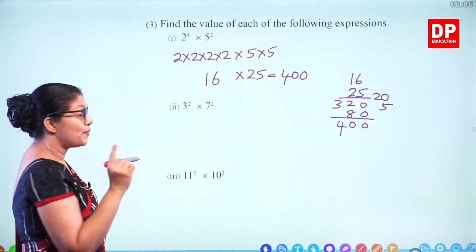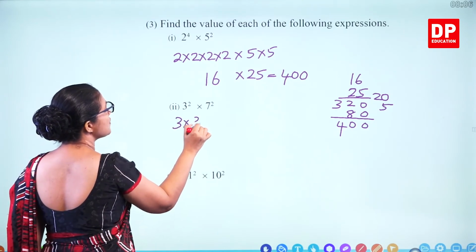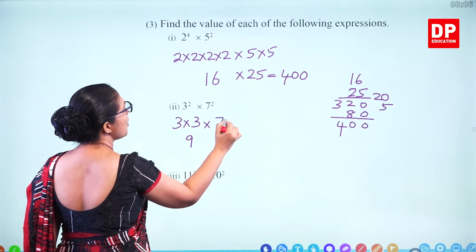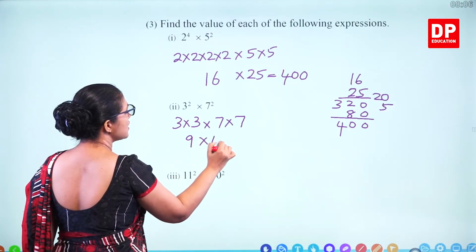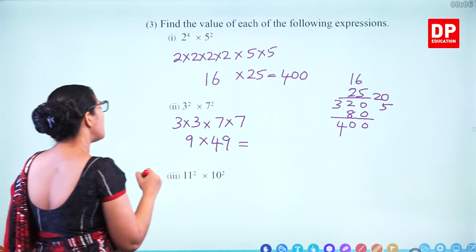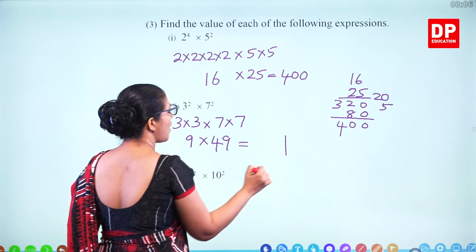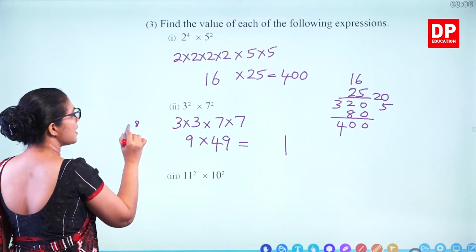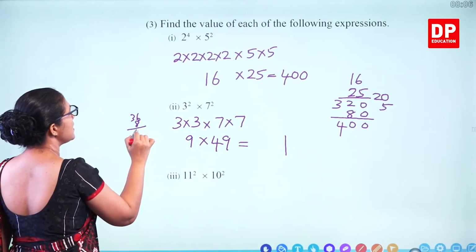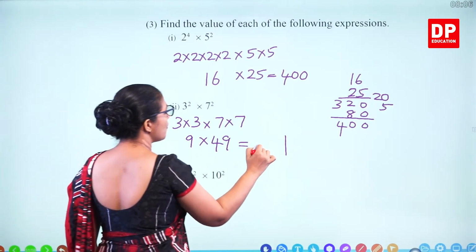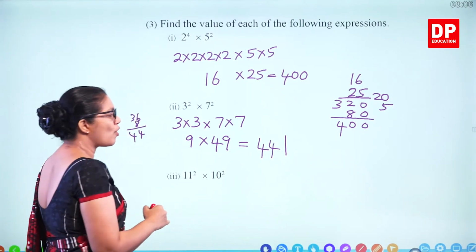This one, 3 squared. 3 times 3, that's 9. 7 squared, 7 times 7, 49. Now multiply by 9. 9 times 9, 81. 8 remaining. 9 times 4, 36 plus 8, 44. So 441.